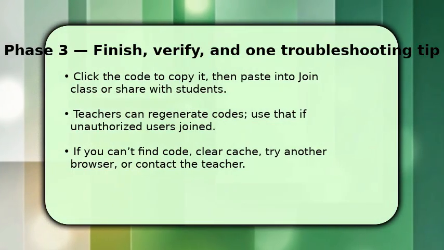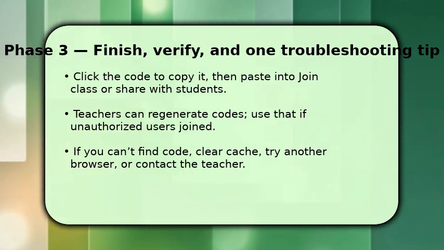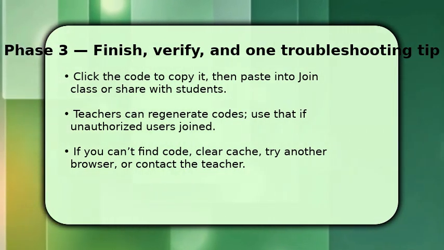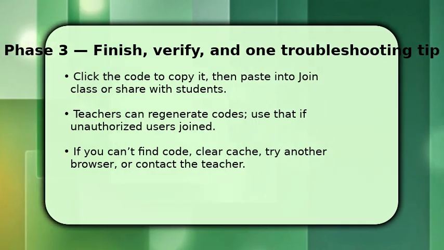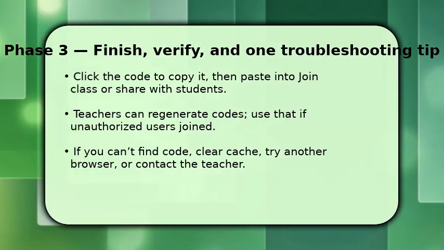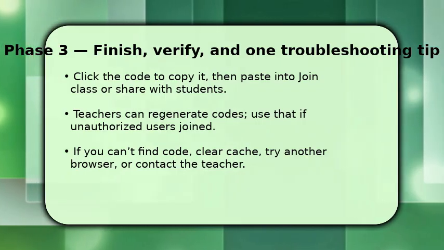or message students directly. If you notice strangers joining, ask the teacher to regenerate the code. This invalidates the old one immediately. Once done, make sure to save any changes and confirm students can join. If nothing appears, clear your browser cache, try an alternate browser or device, and contact the teacher.